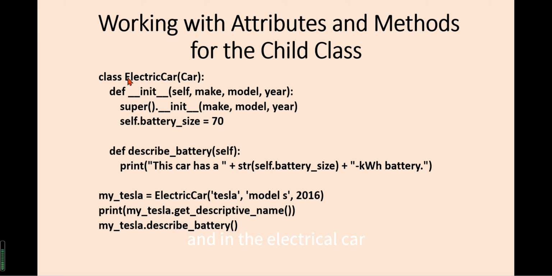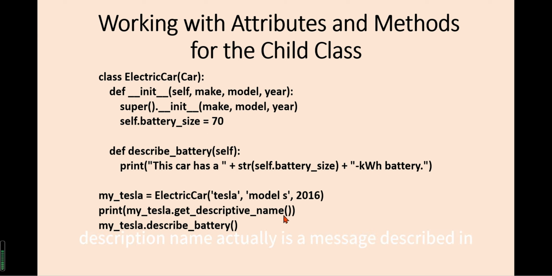And in the electric car class, we also define a function called describe battery, self. This function will print the battery size of this car. Then we can create an instance of electric car called my Tesla, with make, model, and year information for this car. Then we can print out the information for this car with dot notation.